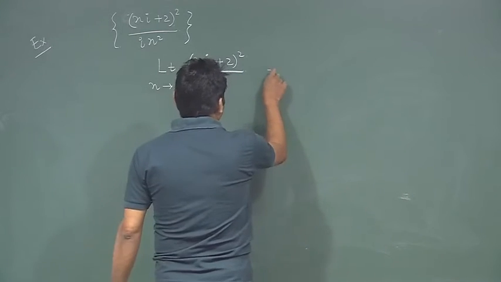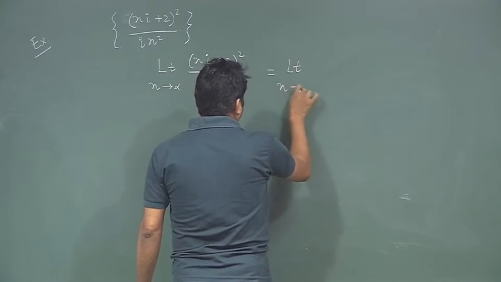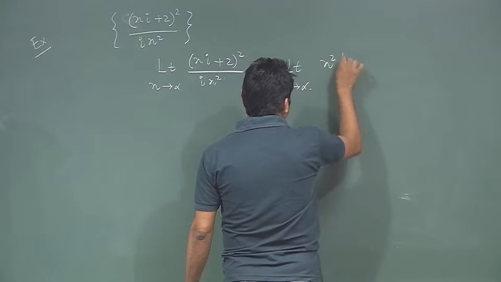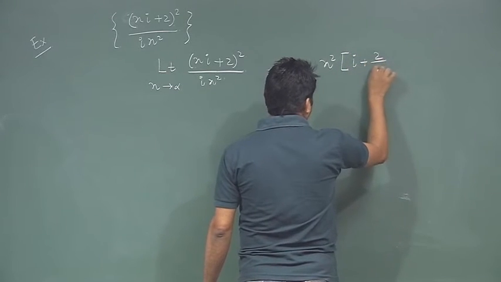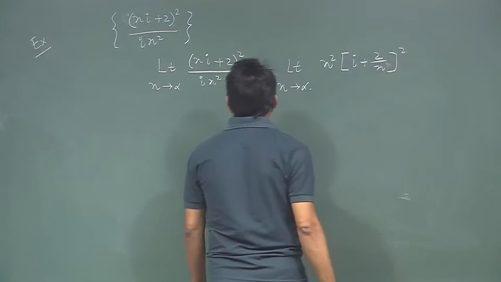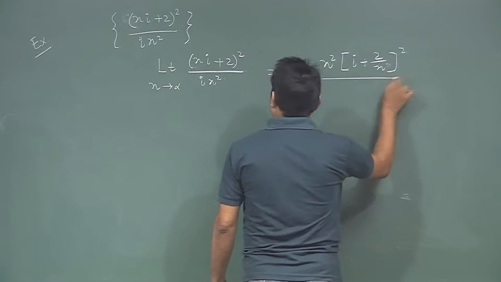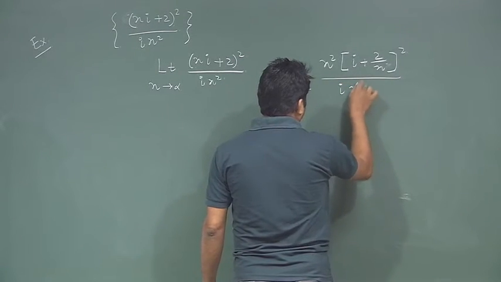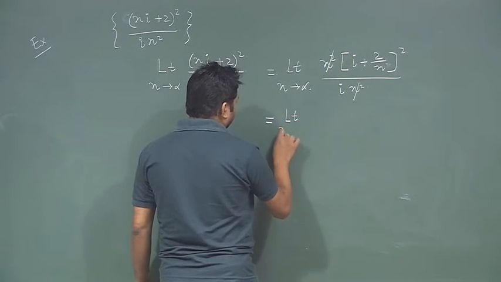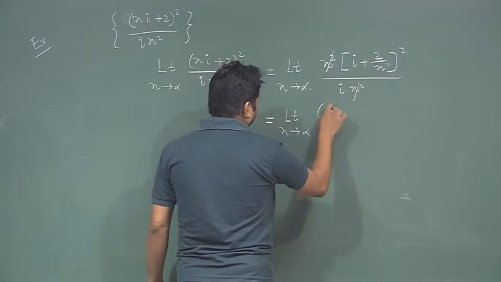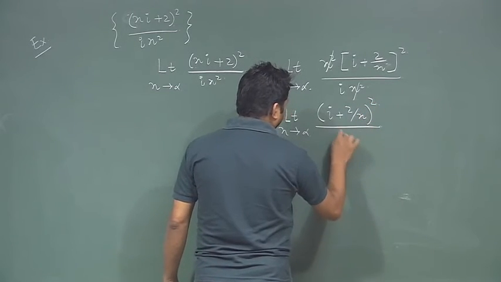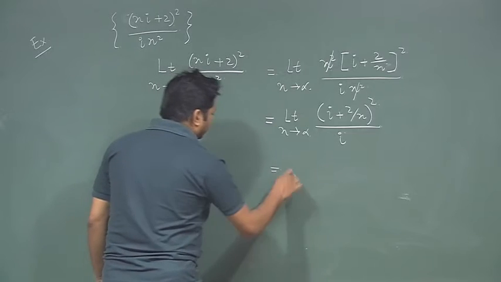Okay, so if I try to find the limit as n tends to infinity, what I will do is take n common here. So, it will be n square times (i plus 2 by n), taking n common outside, divided by i n square, which can be cancelled out, and now we are in a position to put the limit. So, the limit as n tends to infinity of (i plus 2 by n) divided by i is nothing but i.